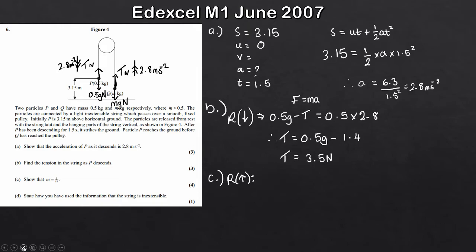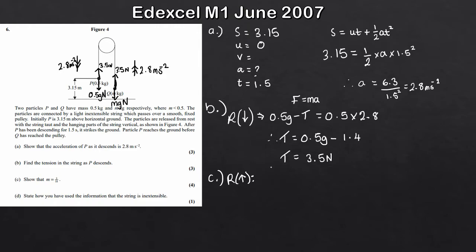So if I actually just make a little modification here, we can write our tension as well. So 3.5. Oops, got the wrong pen colour. So that's 3.5 newtons. Same here. Okay, so that'll just help us throughout the question.